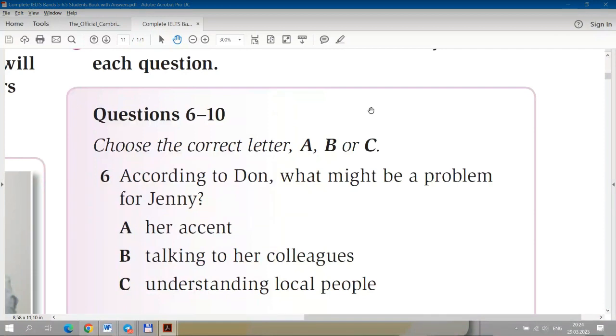To work, and you've got a really nice American accent.